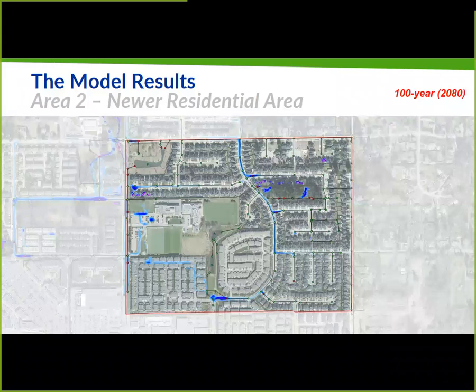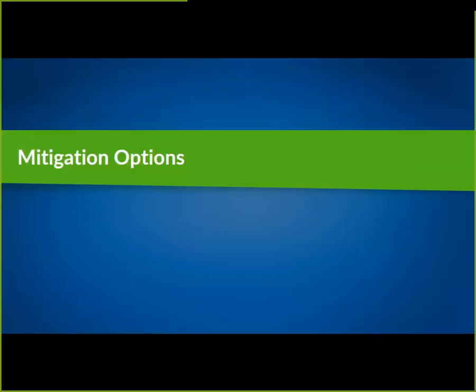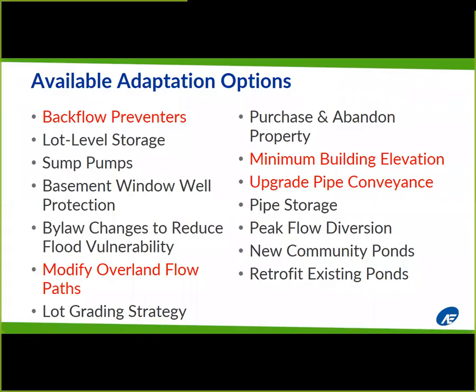Okay, so we've talked about the flooding extents, talked about economic losses a little bit. Now we're going to talk about mitigation options. When we got to this point in the project, we met with the city, and it was really a brainstorming discussion. We went through this study, looked at all these different impacts, and got a good understanding of what the issues are. What kind of approaches do we want to consider in terms of mitigation options?